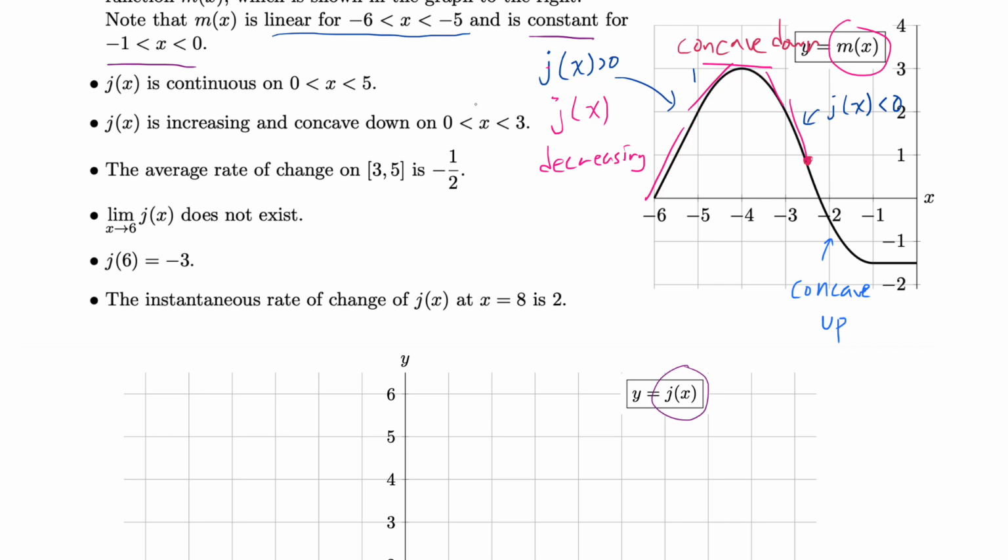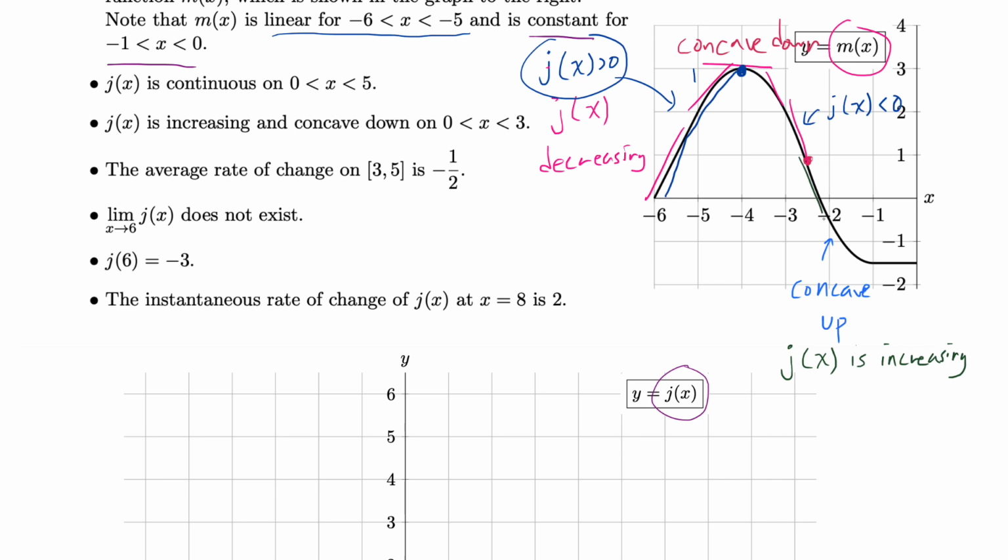And I guess maybe this wasn't super clear: j of x greater than 0 applies to where m of x is increasing. So from here to here is where j of x is positive. Anyway, just to continue this discussion, we know where it's concave up. If you look at the slope of the tangent line, which is given by j of x, you'll see that it is increasing.